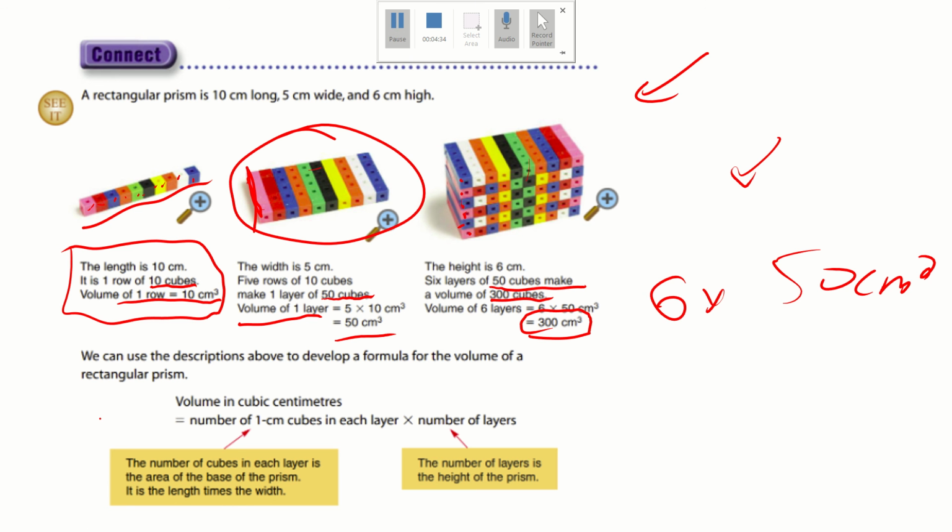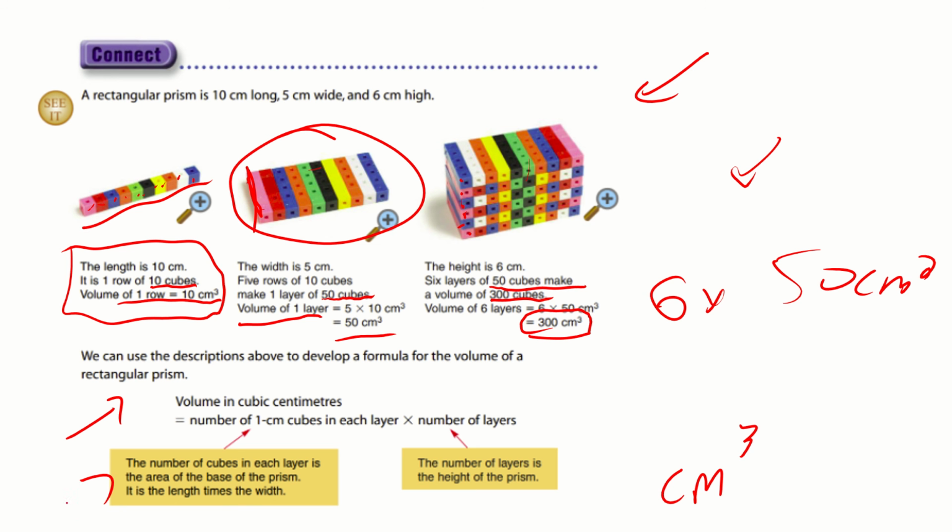So here it says, important, we can use the descriptions above to develop a formula for the volume of a rectangular prism. Volume in cubic centimeters, which is centimeters cubed, equals the number of 1 centimeter cubes in each layer times the number of layers. So what that means is the number of cubes in each layer is the area of the base of the prism. It is the length and the width times each other.